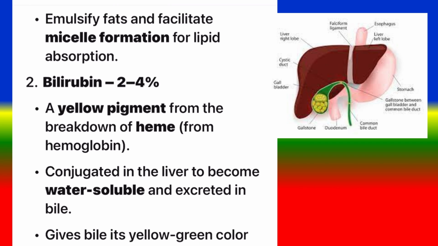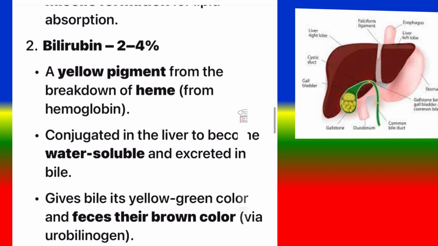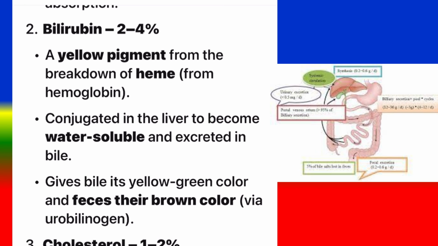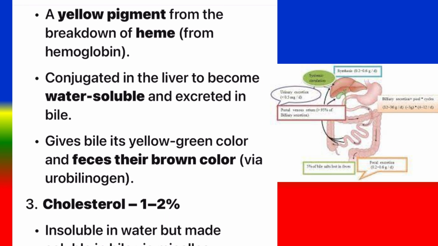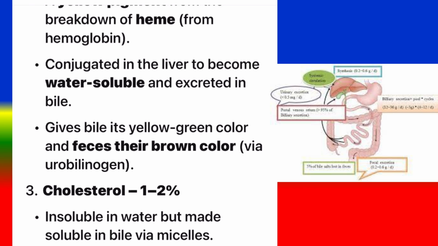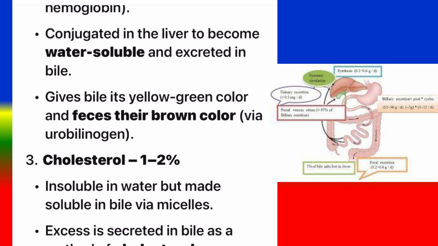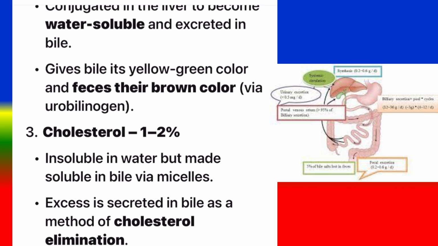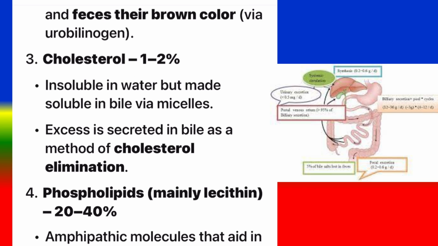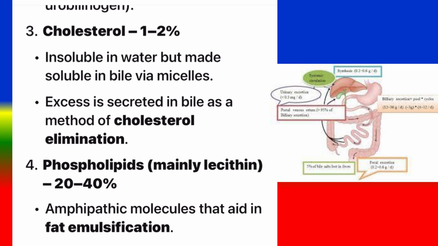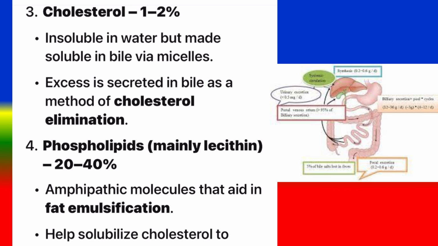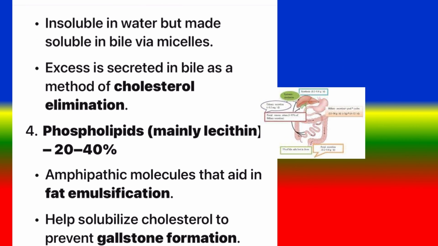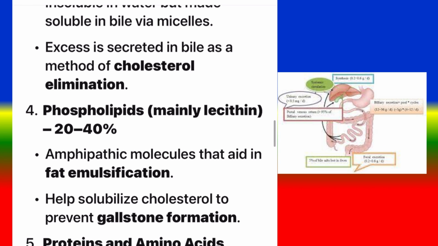2. Bilirubin, 2-4%, a yellow pigment from the breakdown of heme from hemoglobin, conjugated in the liver to become water-soluble and excreted in bile. Gives bile its yellow-green color and feces their brown color via urobilinogen. 3. Cholesterol, 1-2%, insoluble in water but made soluble in bile via micelles. Excess is secreted in bile as a method of cholesterol elimination.